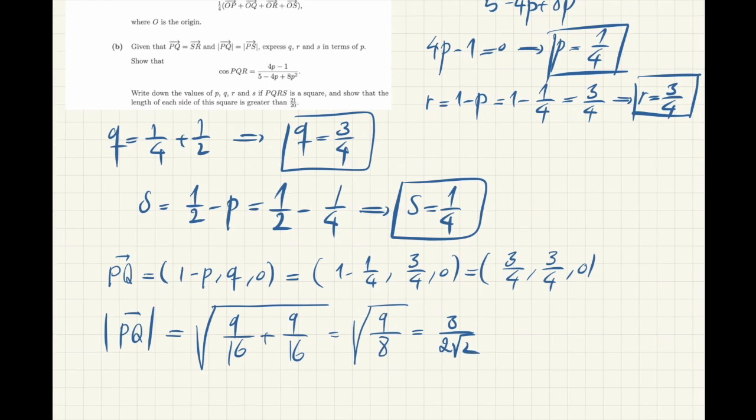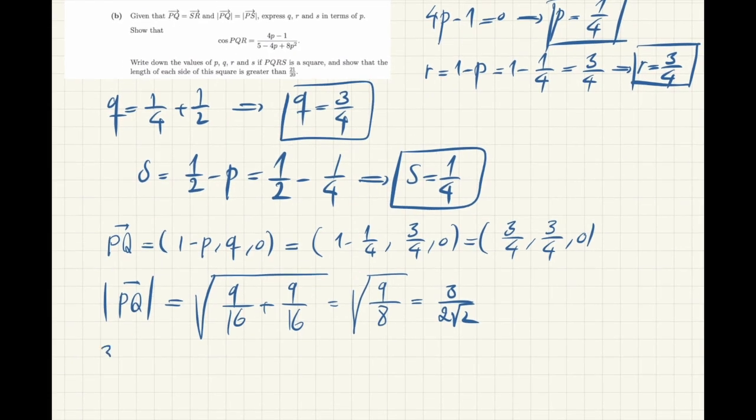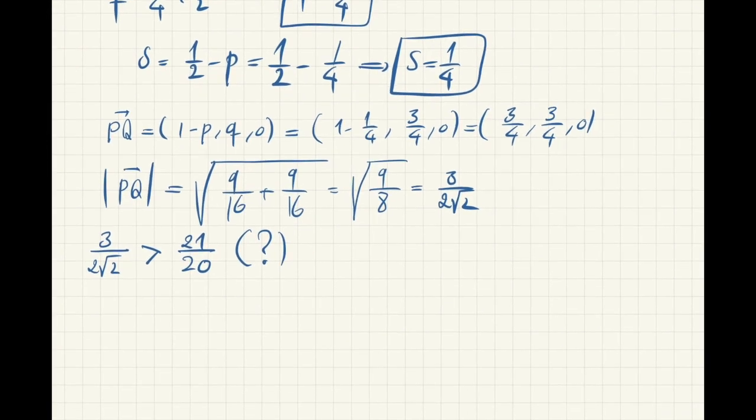And then I am supposed to show that 3 over 2 square root of 2 is greater than 21 over 20. This is the question mark. But because we are not allowed to use the calculator in this exam, if we want to do it mentally, we need to simplify this in an equivalent way so that we come to some simple statement that we can immediately see is true. So I would write 3 over 2 square root of 2 is greater than 21 over 20. This happens if and only if I multiply both sides by 2 over 3.